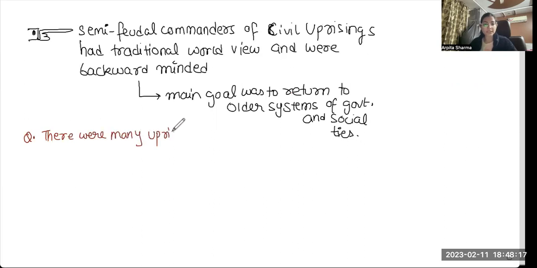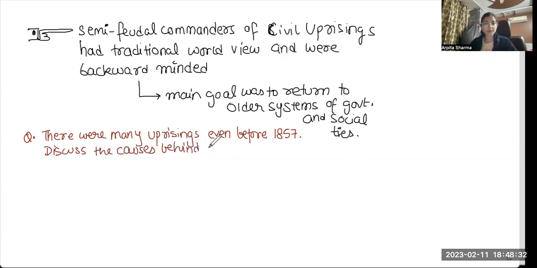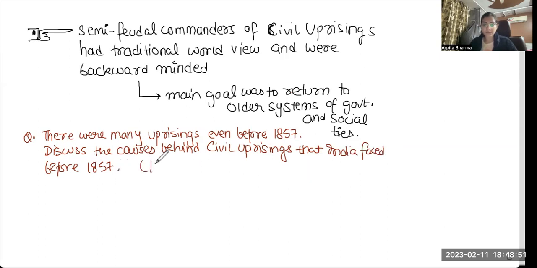There were many uprisings even before 1857. Discuss the causes behind civil uprisings that India faced before 1857, and here it will be a 12.5 mark question. So within 1 or 1.5 page you have to write the answer. Maximum limit is डेढ़ पेज का.